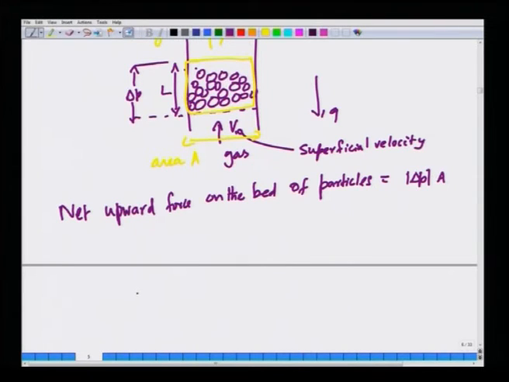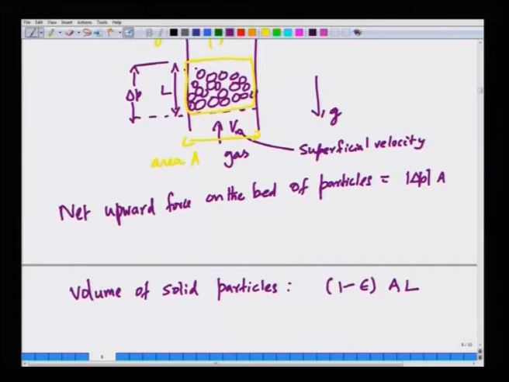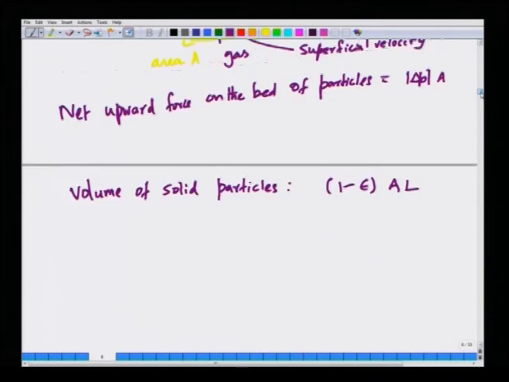Now, this will be balanced by the weight of the bed, where g is the acceleration due to gravity, and the volume of solid particles present in the bed is 1 minus epsilon times A times L. If AL is the total volume of the bed, only a 1 minus epsilon fraction of this volume is occupied by particles, because epsilon is the porosity. So, only 1 minus epsilon of that volume is available for the particles to occupy.